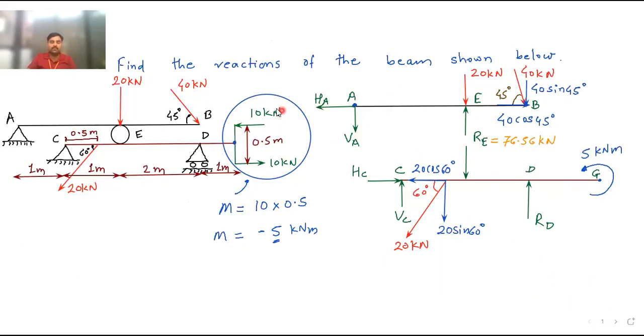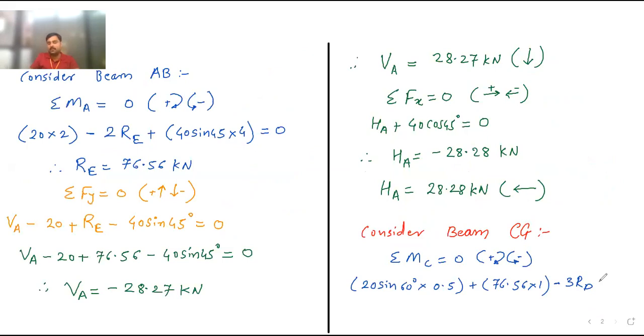Next is this moment. By converting this couple, we got this moment. Now this is the anti-clockwise moment of 5 kilonewton meter. A moment must be considered in the equation of summation M only. You should not consider the moment in the equation of summation Fy and summation Fx, because F stands for force and this is not a force, this is a moment. So consider this moment in the summation M equation. Now this is moving in anti-clockwise direction, so this moment is minus. I will write directly minus 5, because it is in anti-clockwise direction, which is equal to 0.